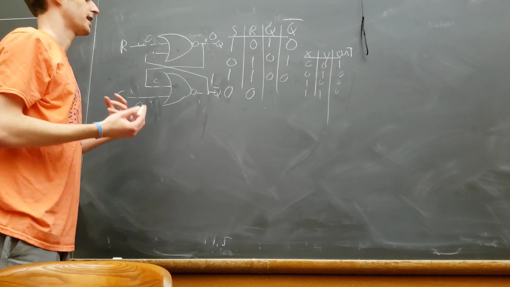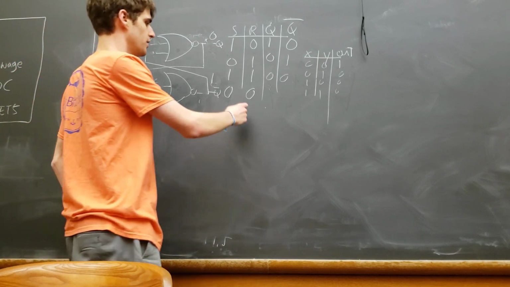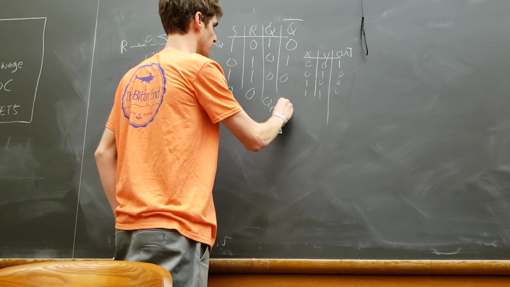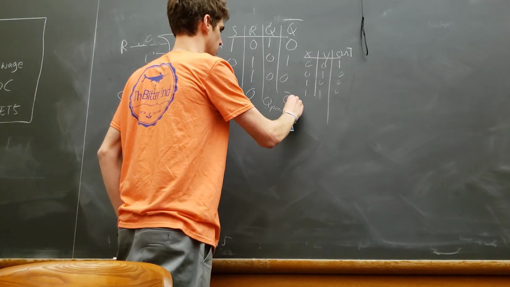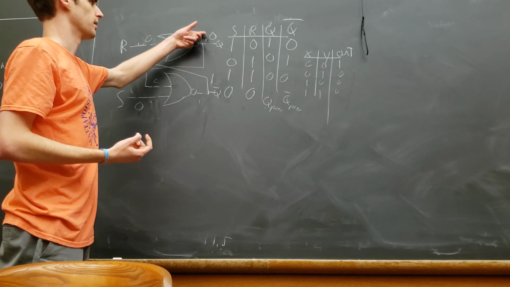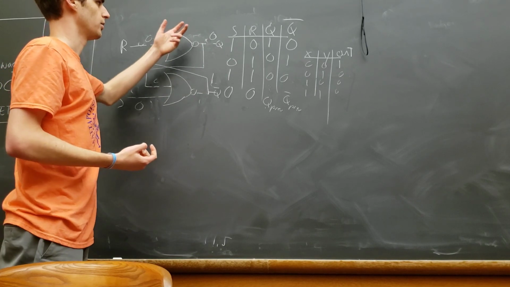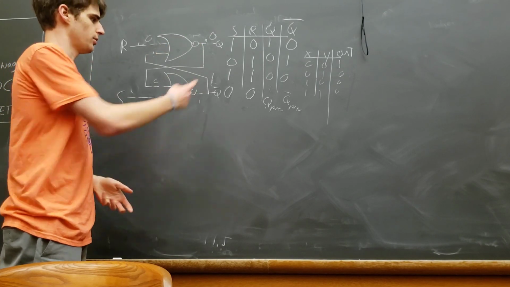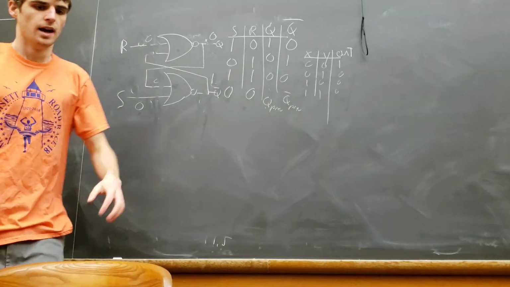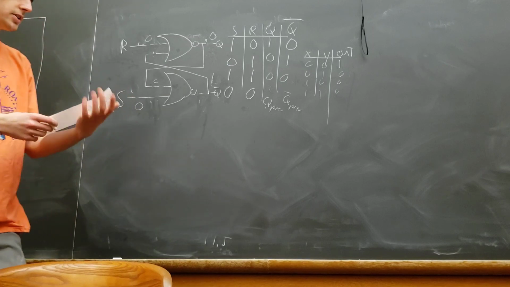The way you can express this in a truth table is that when they're both 0, Q is Q previous, and Q naught is Q naught previous. Because if Q previous was 0, then Q would also be 0. So Q equals Q previous, Q naught equals Q naught previous. Okay, fine. So that's an SR latch.